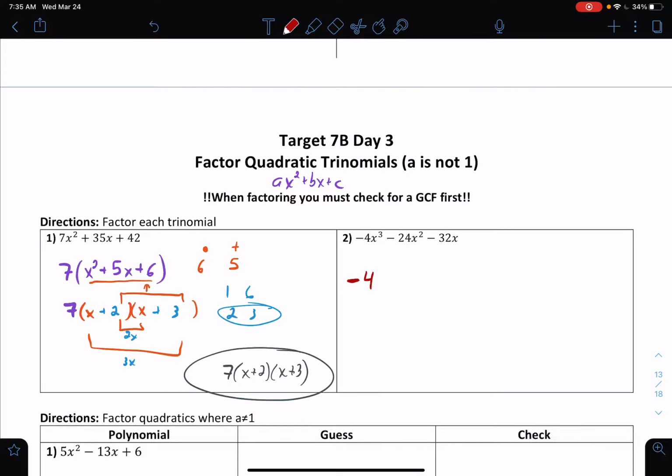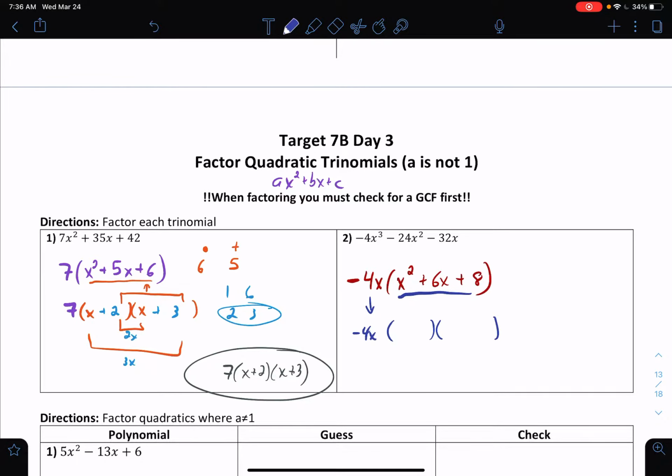And then we have x to the third, so that has 3 x's to give, x squared has 2 x's to give, and x just has 1 x to give. So each of them has an x in common, so I can factor out an x. What's going to be left over after I factor out negative 4x? I'm going to be left with x squared plus 6x plus 8. All right, now we look at what's left over and we say, okay, the greatest common factor is coming along for the ride. Now let's see if we can factor this quadratic further.